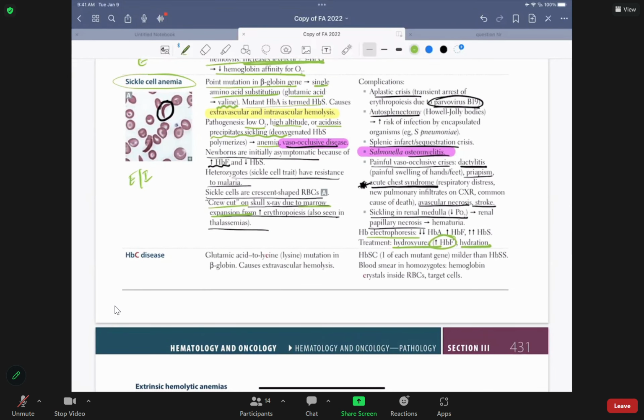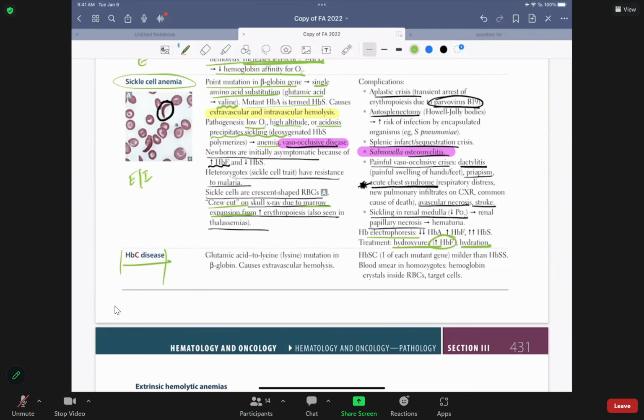Is everybody clear, folks? So what are the things to remember? Sickle cell is a single amino acid substitution. Instead of glutamic acid, you have a valine. That changes the whole thing. And when they're exposed to hypoxia, the cells start sickling. When they sickle, they cause vaso-occlusive disease. And that's a problem, okay? So that's sickle cell. Now, there is a mild version of sickle cell, what we call hemoglobin C disease.